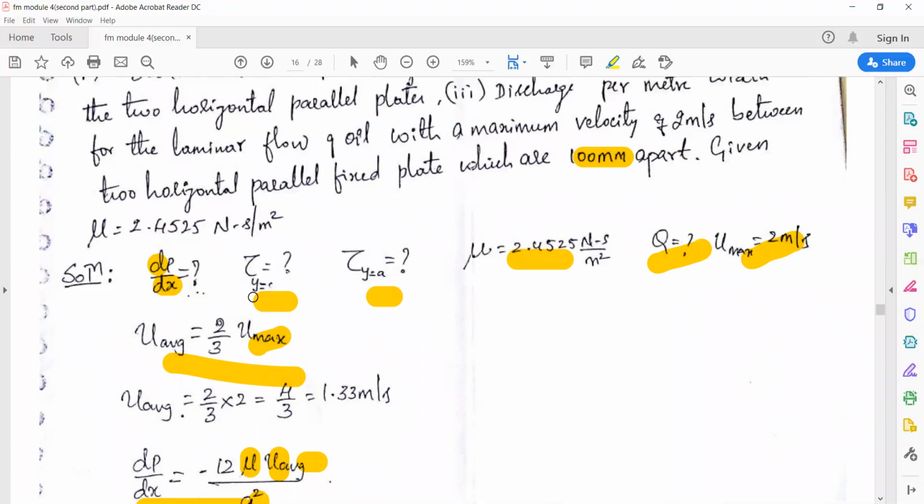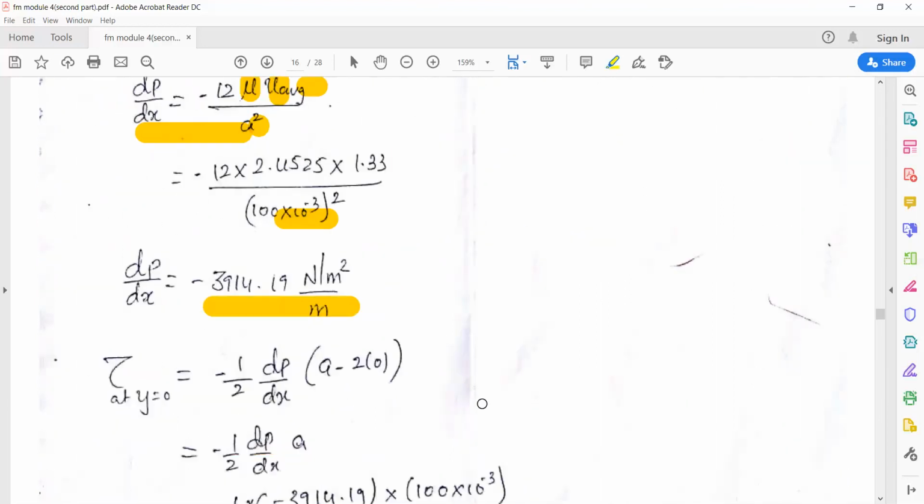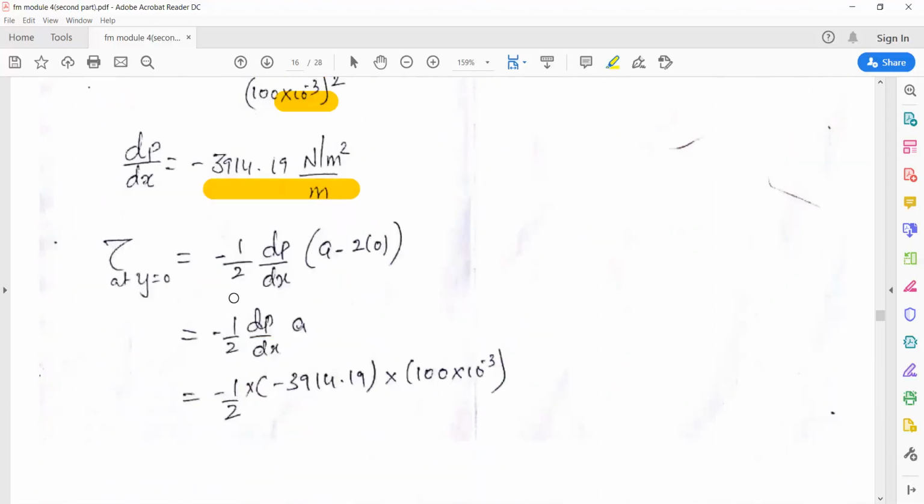In the next step, you have to calculate tau at y is equal to 0 and tau at y is equal to a, the shear stress. We already have the expression for shear stress between parallel plates. This numerical is not related to a circular pipe; this numerical is related to parallel plates. Do remember.